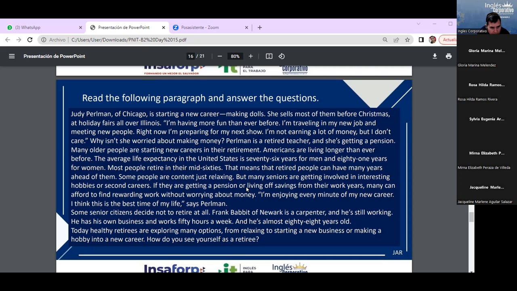Worrying about money. Esa expresión no la entendí mucho, es toda esa línea. Algunas personas are content just relaxing. But many seniors are getting involved in interesting hobbies or second careers. Se involucran en actividades recreativas interesantes. O segundas carreras. If they are getting a pension, ellos están tomando pension. They're getting a pension.